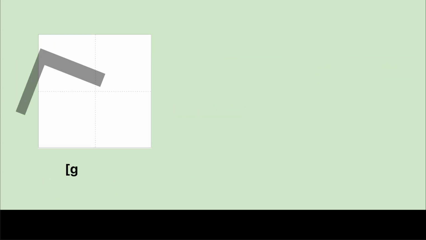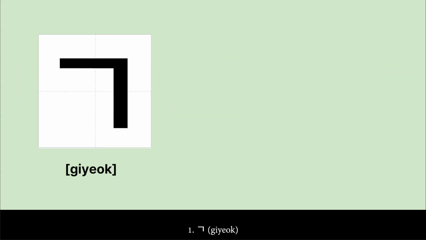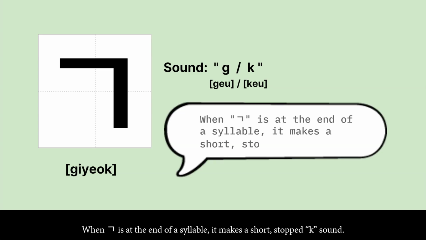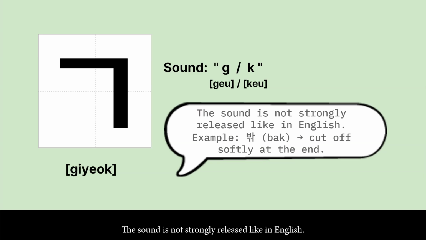Let's learn. Number 1. 기역, 그. A soft k sound like in go or a k sound at the end of a syllable. The shape represents the back of your tongue touching the palate. When giyeok is at the end of a syllable, it makes a short, stopped k sound. The sound is not strongly released like in English.